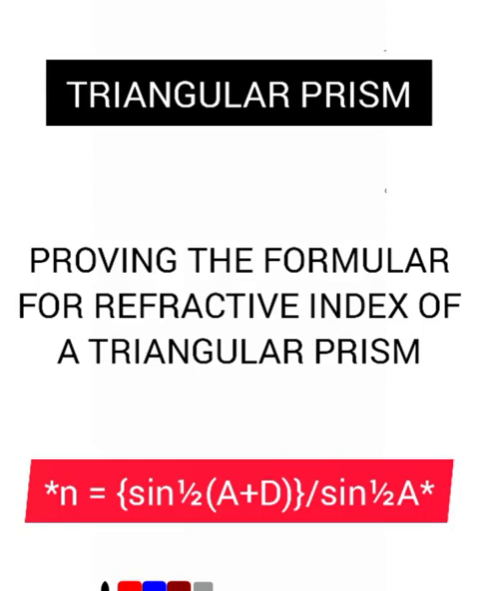Refractive index of an equilateral triangular prism at minimum deviation. First of all, let's look at the diagram of a triangular prism. So let's start. This N1 here is the normal on the plane AC. Then N2 here is the normal on the plane AB.